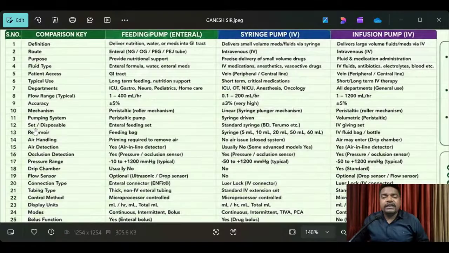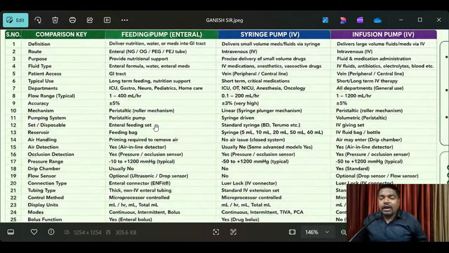And the 12th point in the comparison is set disposal, disposables. I will compare whether they are available or not. For the feeding pump, the set disposal is the enteral feeding set. A feeding set is available for this purpose, so we have to buy the feeding set. When a patient is admitted and we are going to give the feeding, every set will come from the pharmacy, and the ICU department will take it.